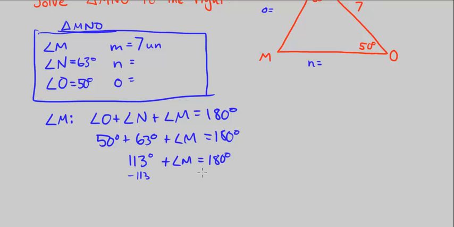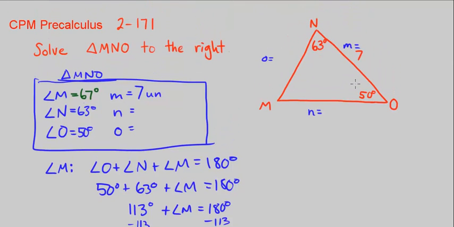Subtract 113 from both sides. Angle M is equal to 67 degrees. Let's put it in our answer box, and I'll even write it here in our chart, 67 degrees.